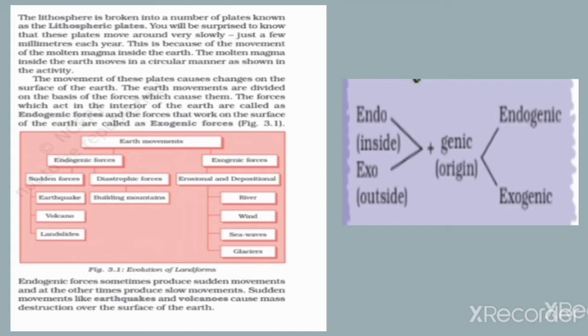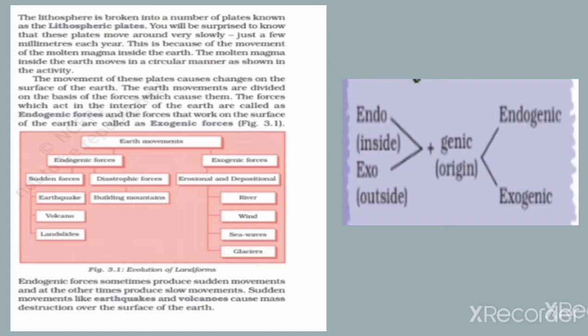Now, what makes them move? It is because of the molten magma inside the earth. Molten magma inside the earth moves in a circular manner. This causes the movement of the plates, and hence the plates cause the changes on the surface of the earth.